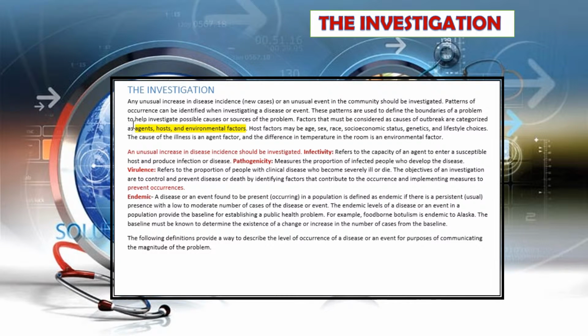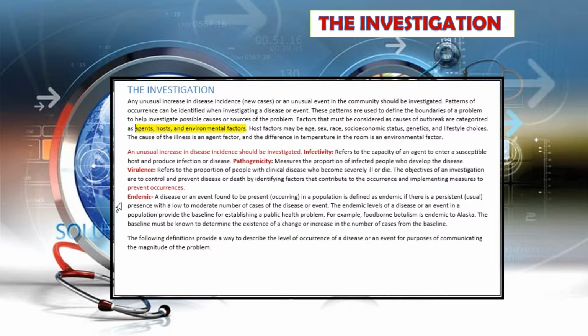Just because we have an agent doesn't mean that we're going to have high pathogenicity. Pathogenicity is how sick are people getting when they get infected. Some people get infected, but they do not get sick. Imagine this: if I was about to sneeze in a room of 14 people, not everybody that gets sneezed on is going to develop a cold. Pathogenicity is the proportion of infected people who develop the disease.